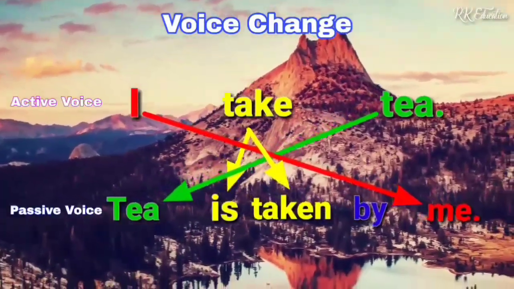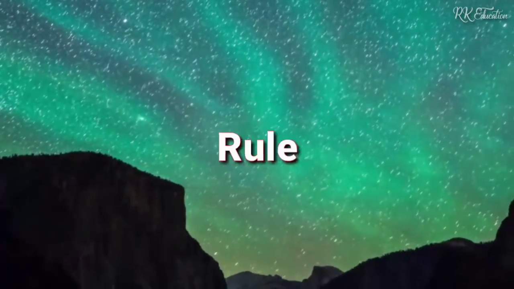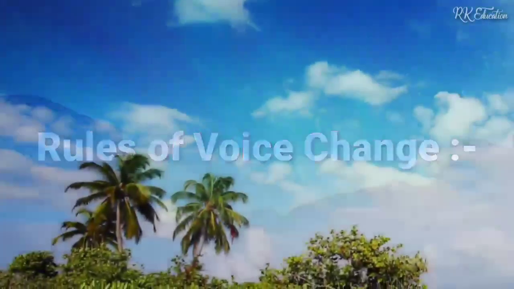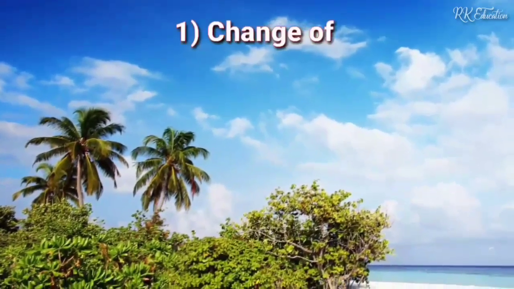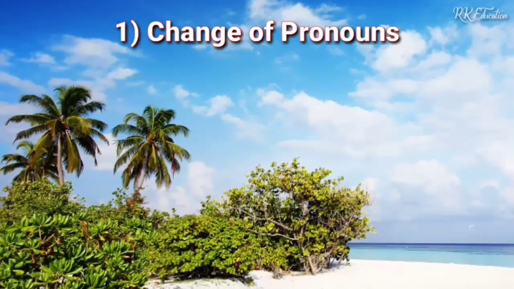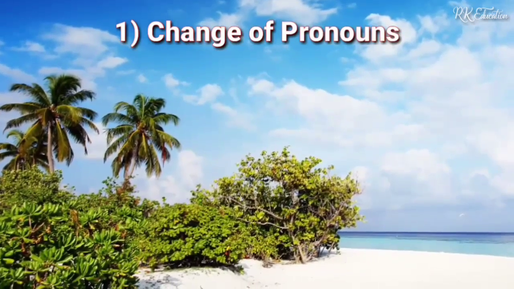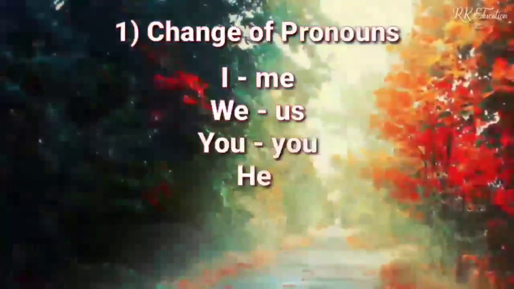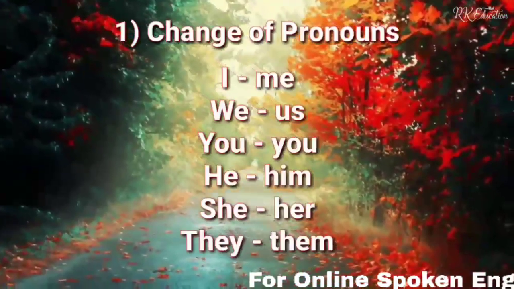There are many rules of voice change. So let's take a look at these rules one by one. The first rule is change of pronouns. In the previous sentence we have seen that we have changed the pronoun. So here are some examples of how to change these pronouns. From I to me, from we to us, from you to you, from he to him, from she to her, and from they to them.